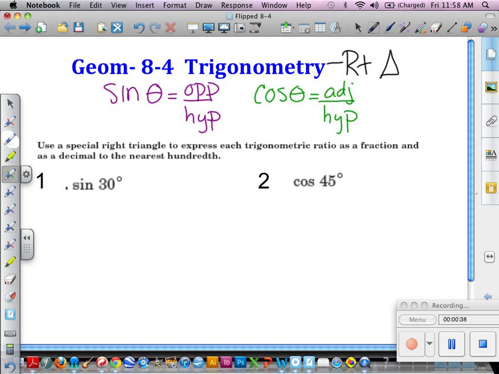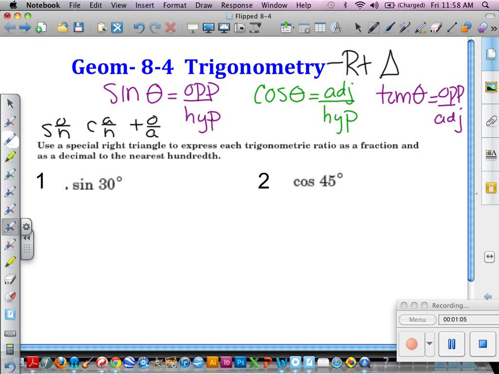hypotenuse. And our last one is tangent of theta. The ratio tangent of theta is opposite over adjacent. And then we learned SOH-CAH-TOA to help us remember that. And so during this video, we're going to cover how to find angles and sides using the right triangle trigonometry.